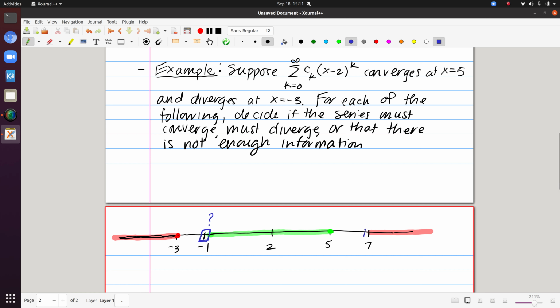And that's the same reason that I likewise don't have any information about x equals 7. It's possible here that the radius of convergence is 5, and it just so happens that the left endpoint is not included in the interval.